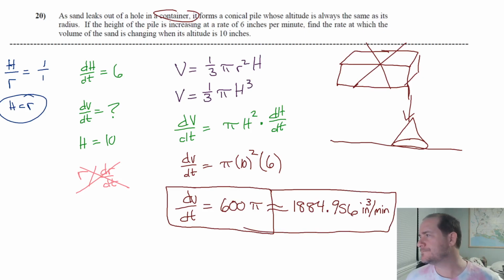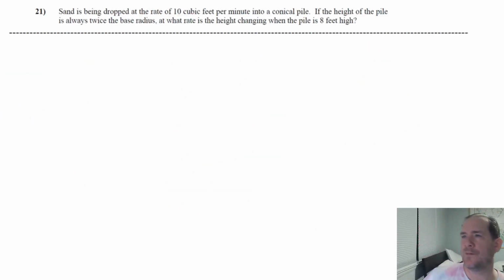Let's do 21. 21 says sand is being dropped at the rate of 10 cubic feet per minute into a conical pile. If the height of the pile is always twice the base, at what rate is the height changing when the pile is 8 feet high? All right, so again, they're giving you dV dt right off the bat. And again, they're talking about dropping sand off of wherever it's being dropped from. But again, this question is about the cone of sand that's forming. So for us, dV dt wants to be a positive 10 for sure, not a negative 10.